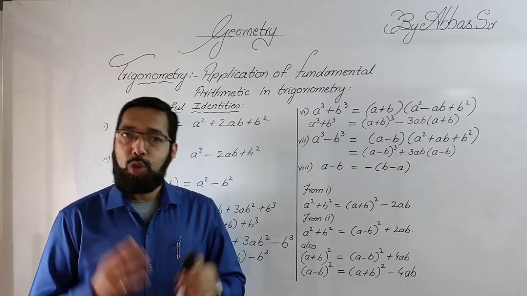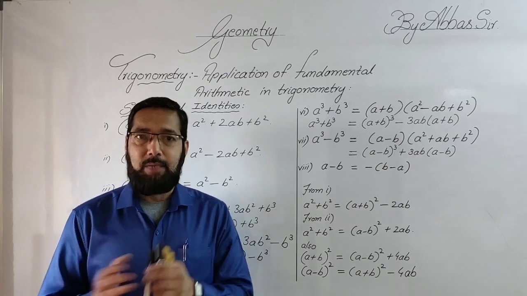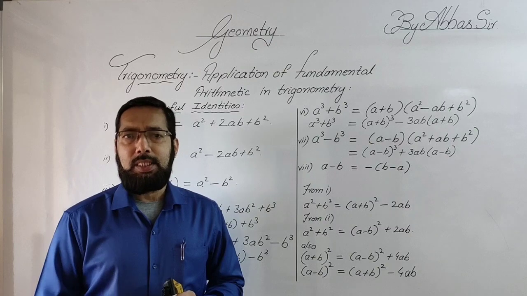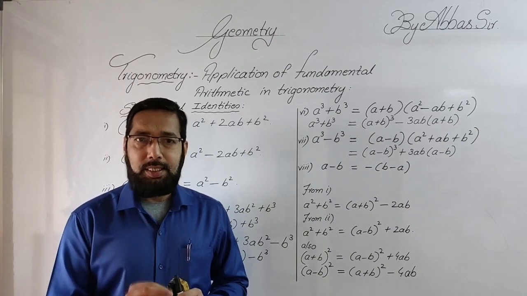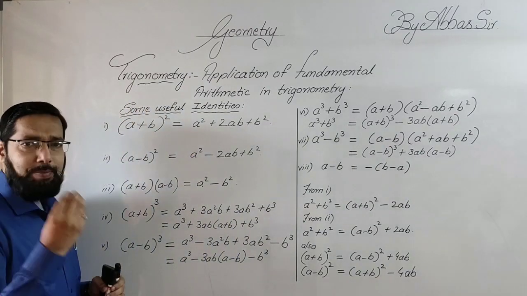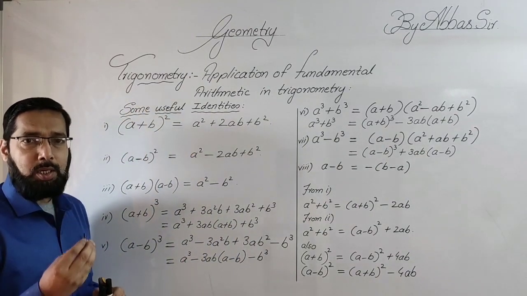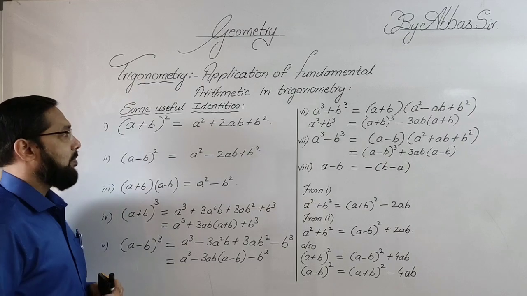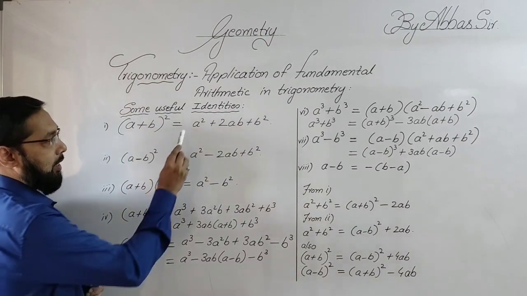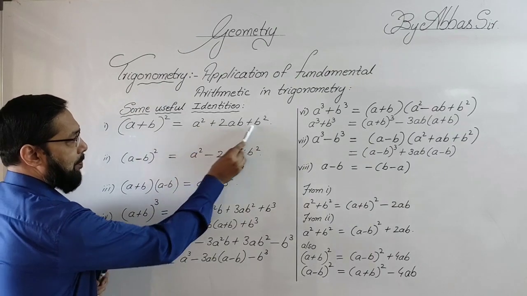So first of all, before we start that segment of questions, let us first understand some basic, some fundamental identities in arithmetic. And they are, the first one, the very basic one which every one of us knows, but still I would like to highlight this. That is, we know what is a plus b the whole square. It is a square plus 2ab plus b square.